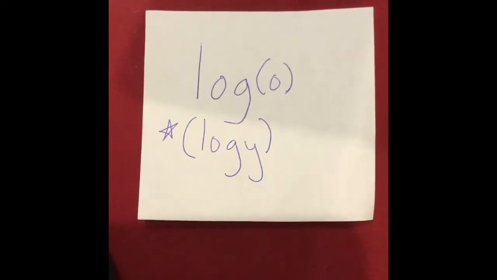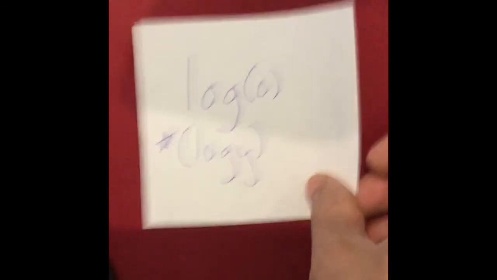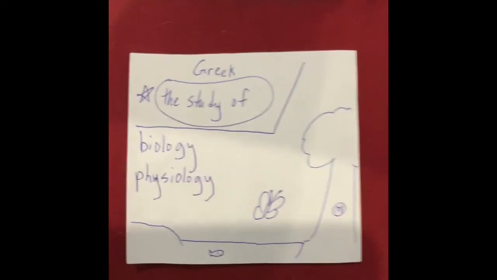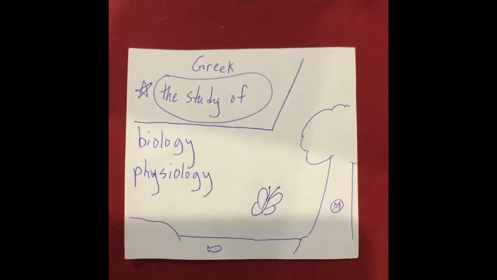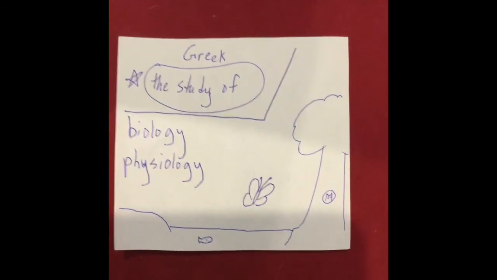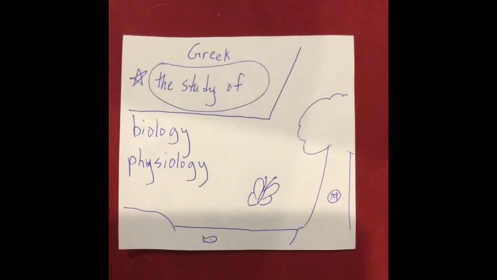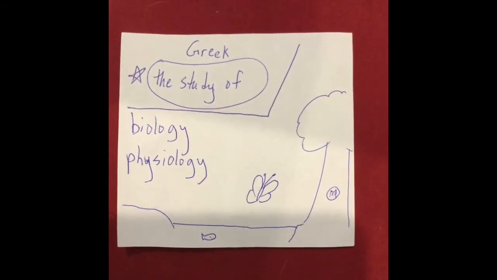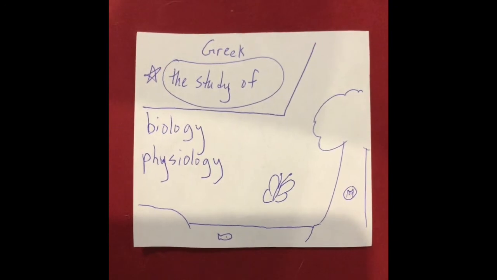So if you remember, we're only focusing on the -logy. That's why I put a star next to it. All right. It is the study of something. It's Greek. I wrote down the examples biology and physiology, and then I have a little picture of a nature scene. A tree, an owl inside, a butterfly, a fish in a pond. Those are all forms of life.